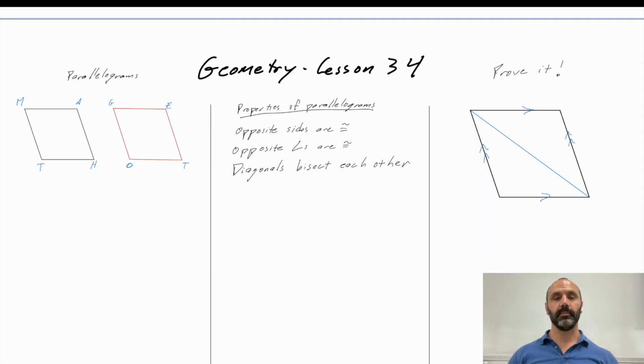Hello, friends. Today we're going to be looking at parallelograms and some properties of parallelograms. The basic definition of a parallelogram is simply that both pairs of opposite sides are parallel to one another.